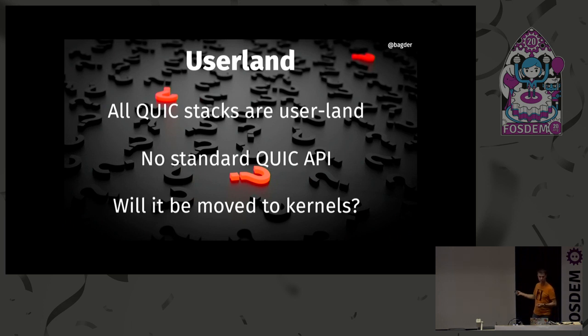So then your obvious question is, will this then be moved into the kernel? Because that's where we're used to. TCP is there, right? And we're used to having the transport protocols and stuff in kernels. And I don't have the answer for this. Maybe it will. I don't think it'll happen soon.